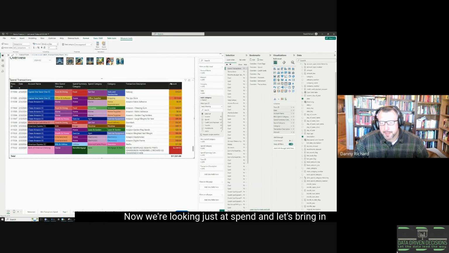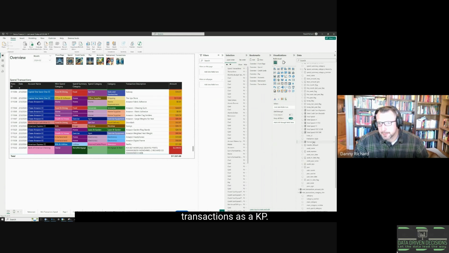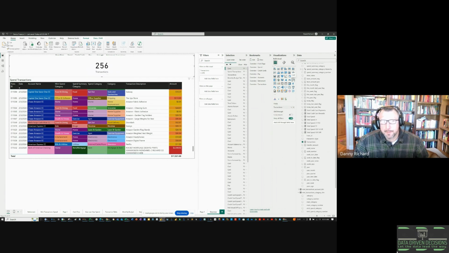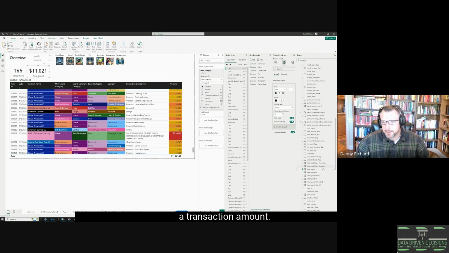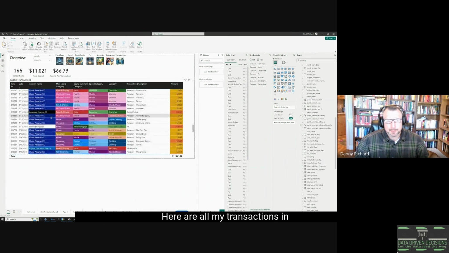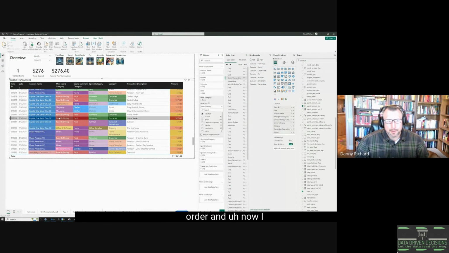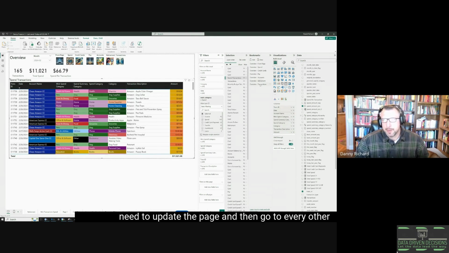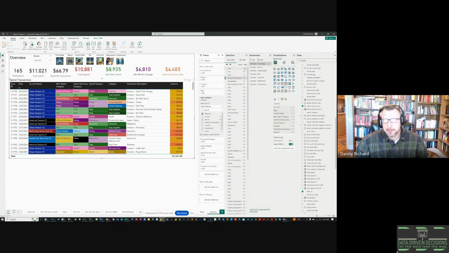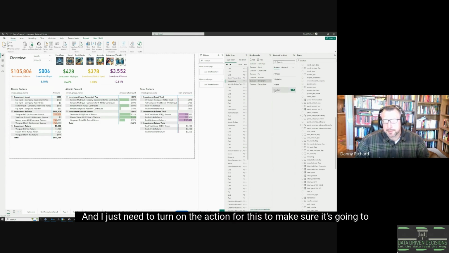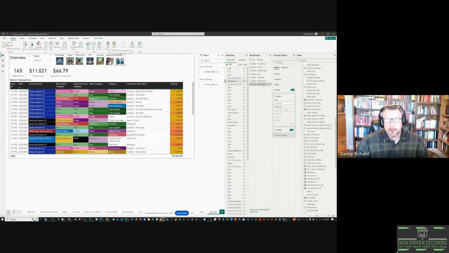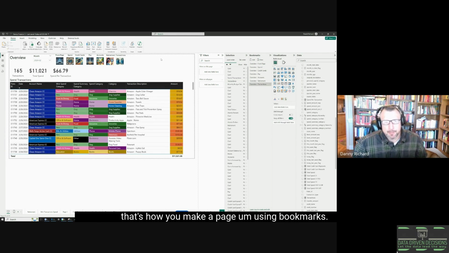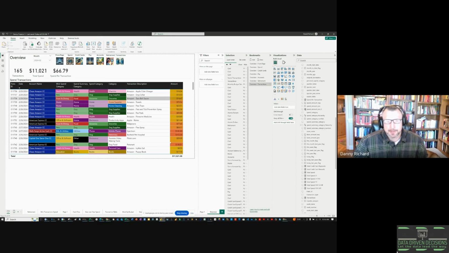All right, now we're looking just at spend, and let's bring in transactions as a KPI. Let's make another KPI, total spend, average transaction amount. Here are all my transactions in order. And now I need to update the page and then go to every other page and hide these. All right, and I just need to turn on the action for this to make sure it's pointing to transactions. All right. There we go, there's the transaction table. So there, that's how you make a page using bookmarks. Thanks for listening. Have a good one.